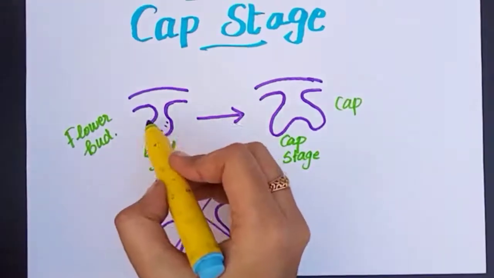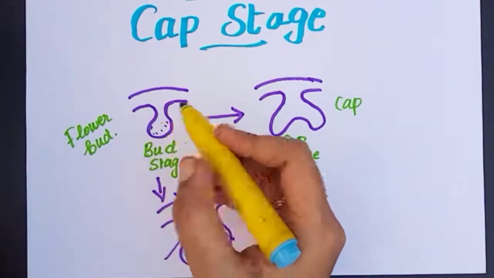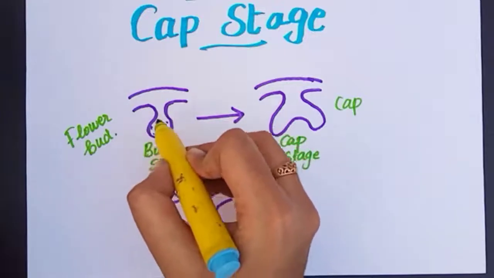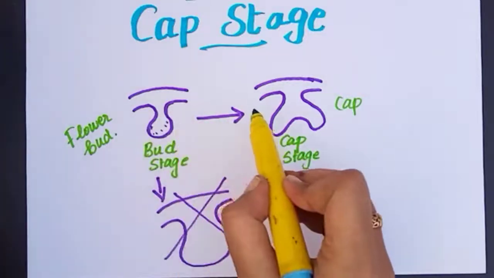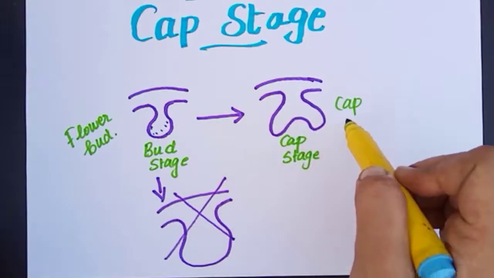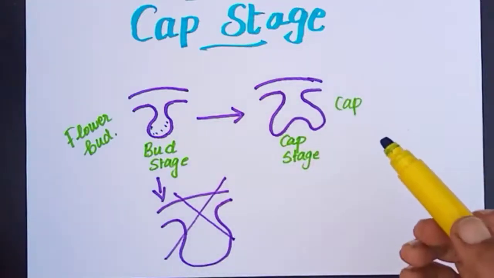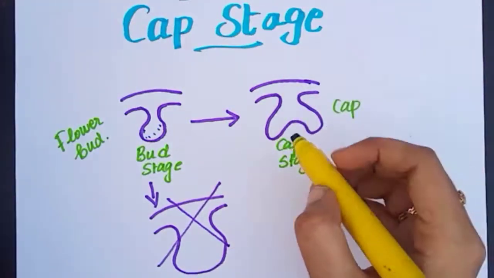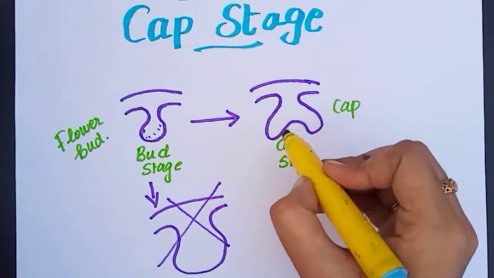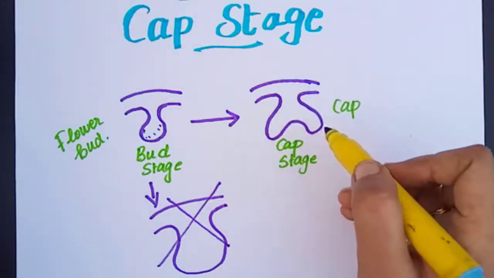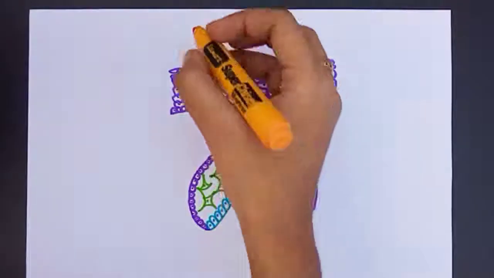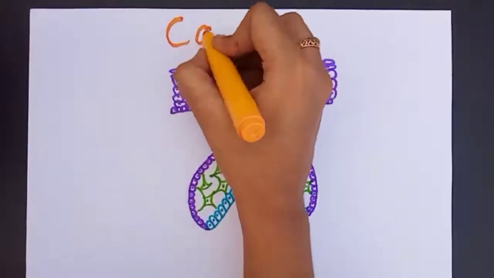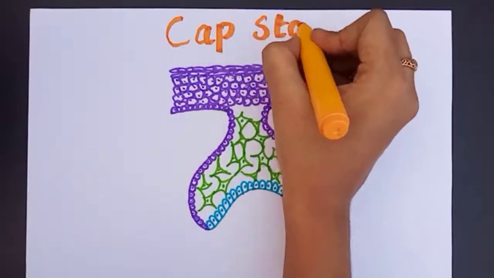Instead, here unequal multiplication of cells takes place. That is, unequal growth takes place in different parts of the tooth bud, and this leads to the formation of a cap shape of the enamel organ. And this cap is characterized by a shallow invagination on the deep surface of the enamel organ. Now, let's see the parts of the enamel organ at the cap stage.